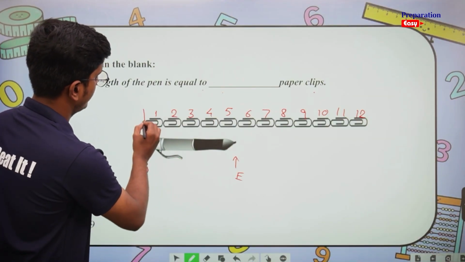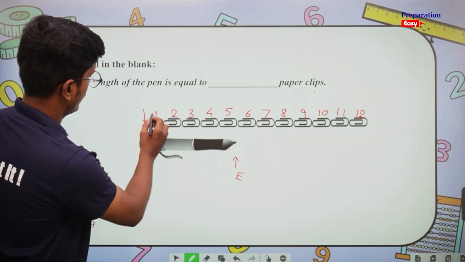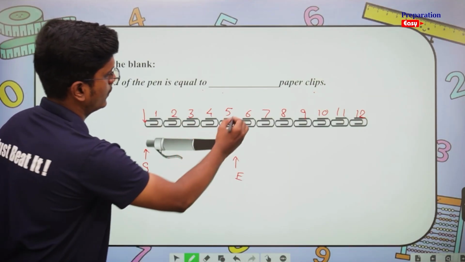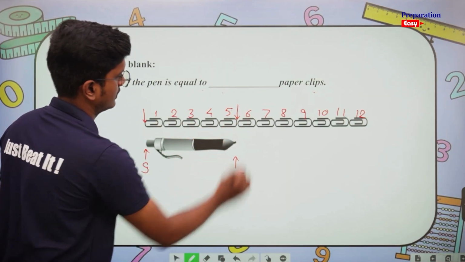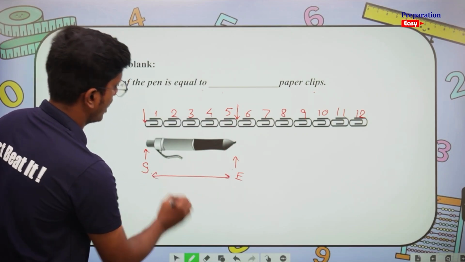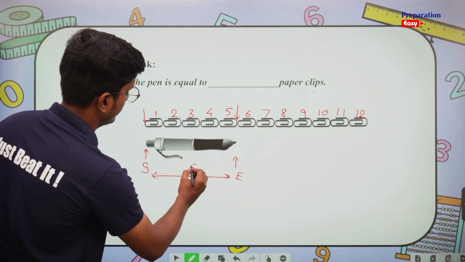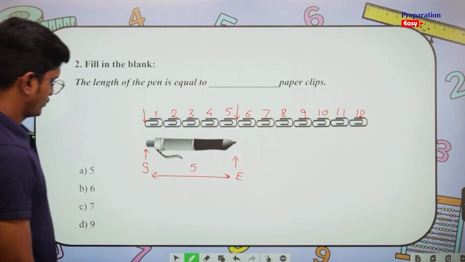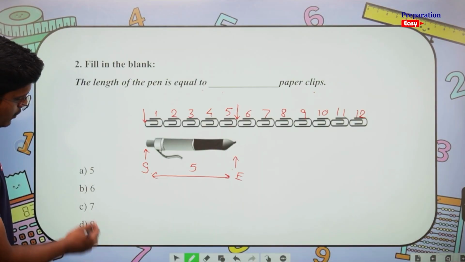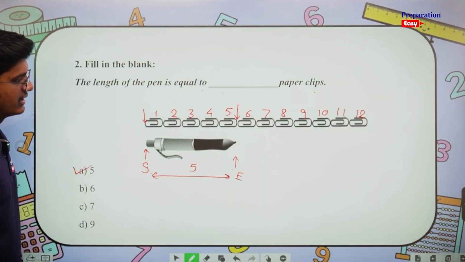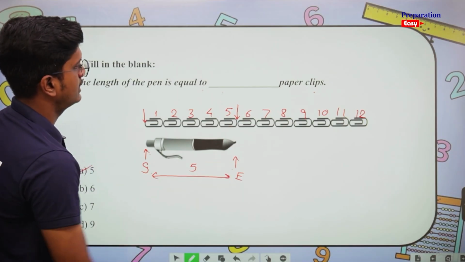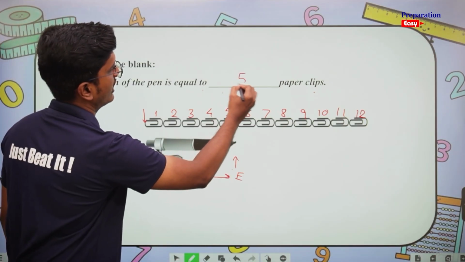So we are starting from 1. It's 1, 2, 3, 4 and 5. We are ending here. So for the length from start to end, how many paper clips do we require? We required 5 paper clips, right? Do we have 5, 6, 7 and 9 in the options? So we got the option as 5. So the length of the pen is equal to 5 paper clips.